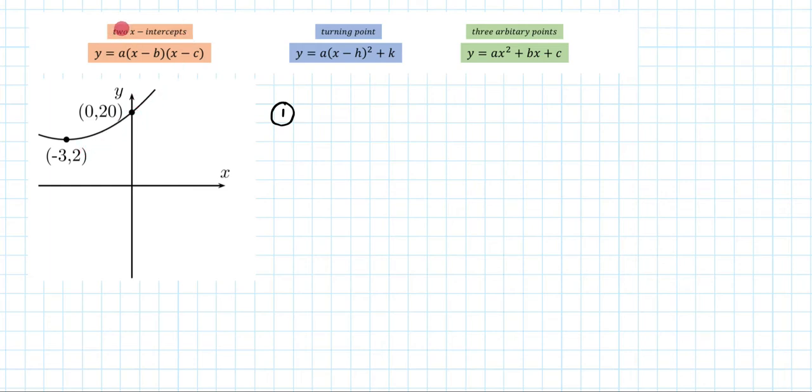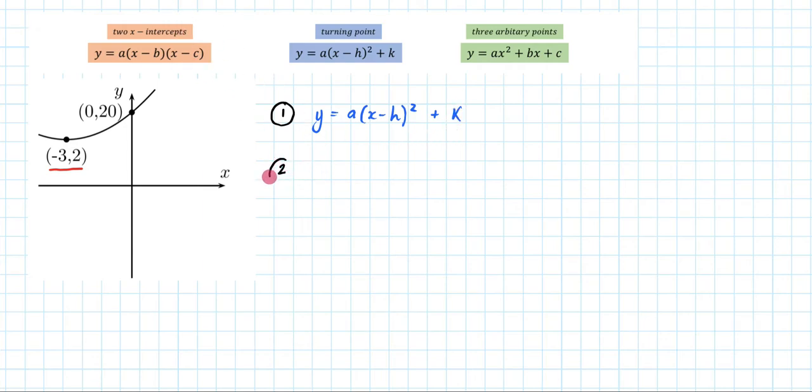Well, have we been given two x-intercepts? Clearly not. Have we been given a turning point? We absolutely have been given a turning point, and that means I'm going to write down this form of a quadratic rule. And that's going to be our first step, simply copying down the rule we're going to use. y equals a(x minus h) squared plus k. Perfect. That's step number one.